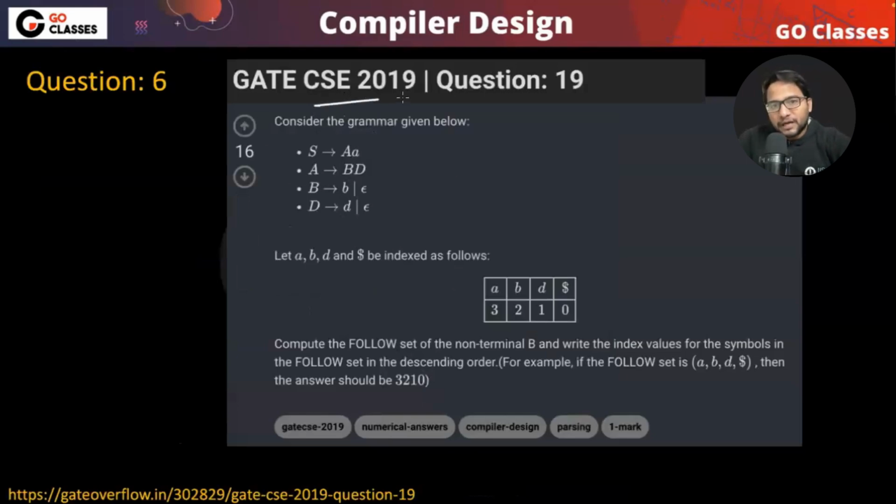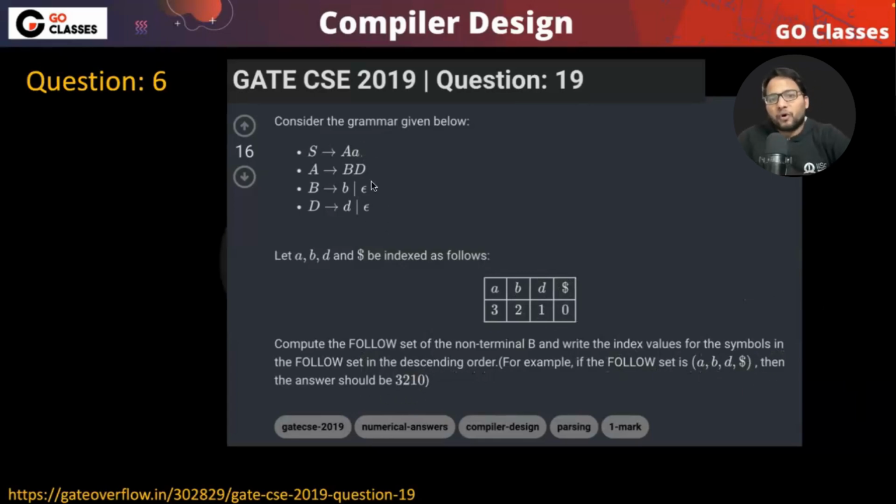This question has been asked in GATE 2019. Let's see what they are saying. Consider the following grammar, and let A, B, D and dollar be indexed as follows: dollar is 0, D is 1, and so on. Compute the follow set of the non-terminal B and write the index values of the symbols in the follow set in descending order. For example, if the follow set is A, B, D, dollar, then the answer is 3210.